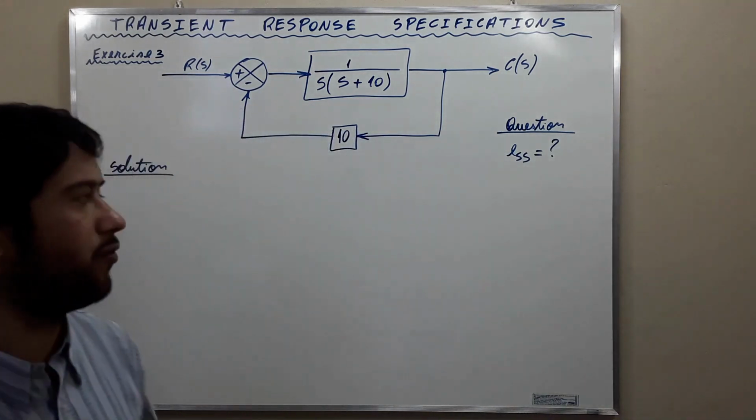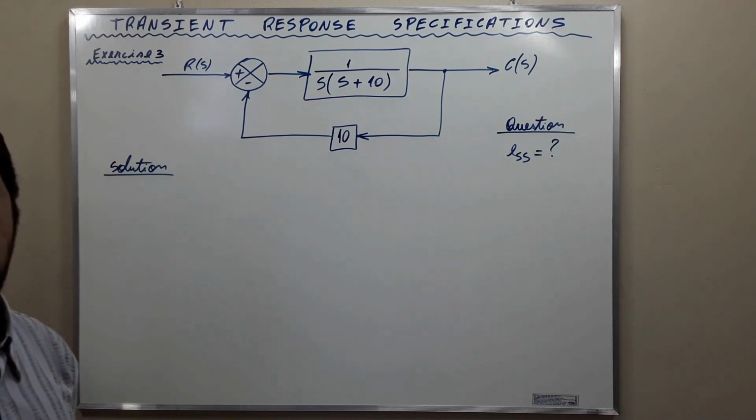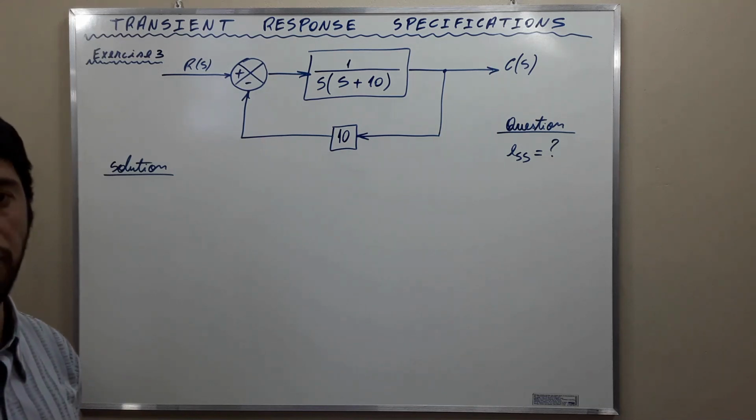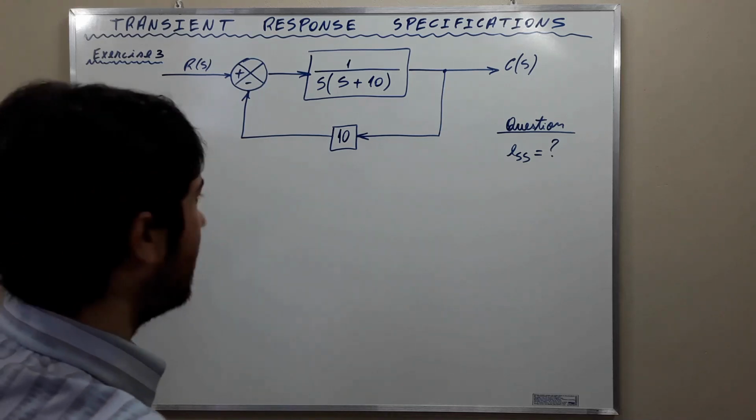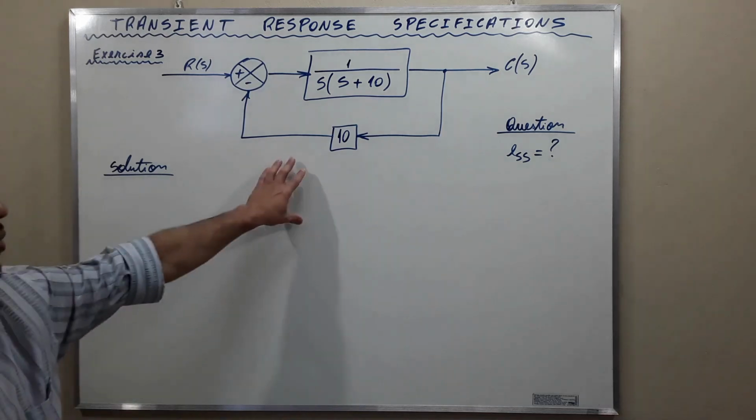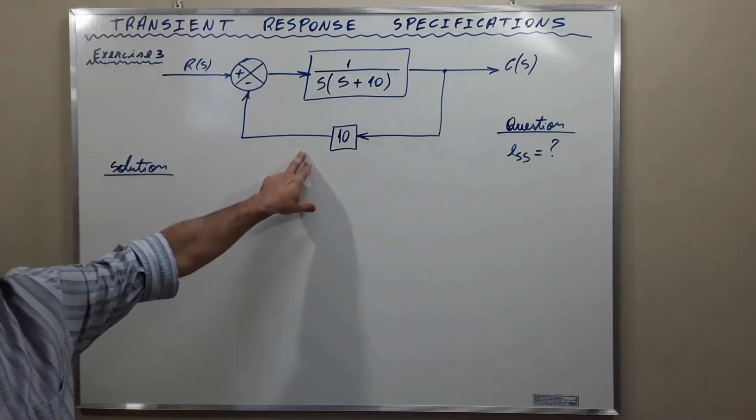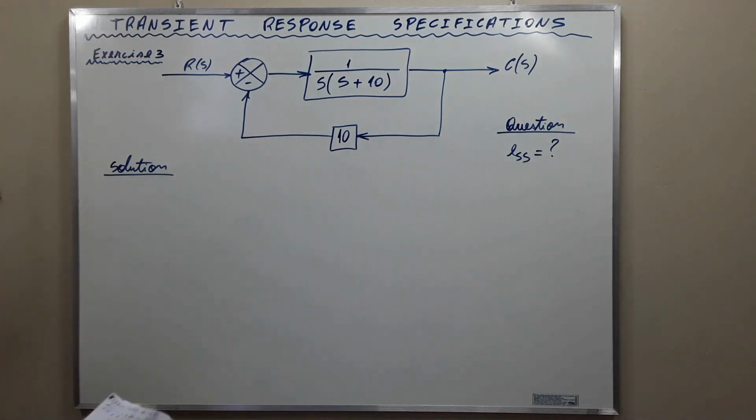Exercise 3 says that for the system modeled by the block diagram on the board, what is the steady state error to the unit step input? Okay, my friends, this is the question. Let's go to the solution. The first step that we're going to take will be to come up with the transfer function of this block diagram. The closed loop transfer function can be calculated as follows.